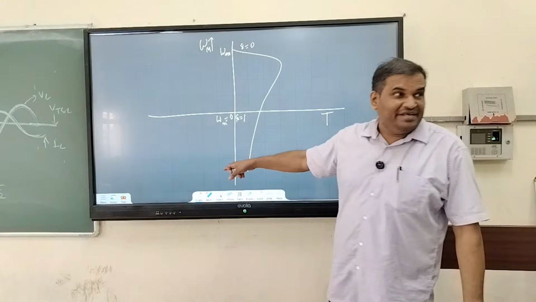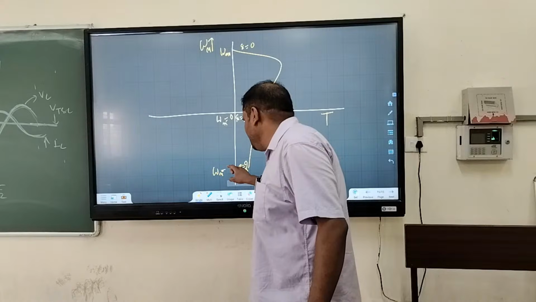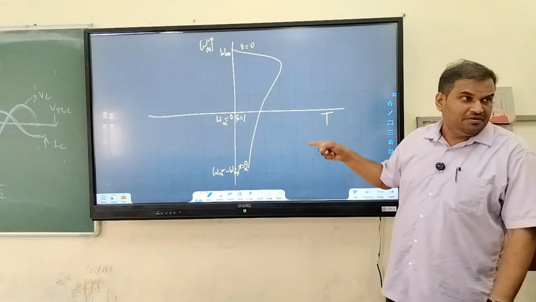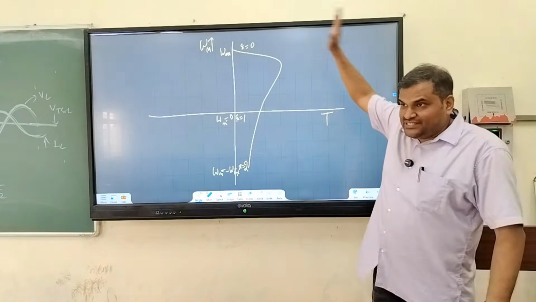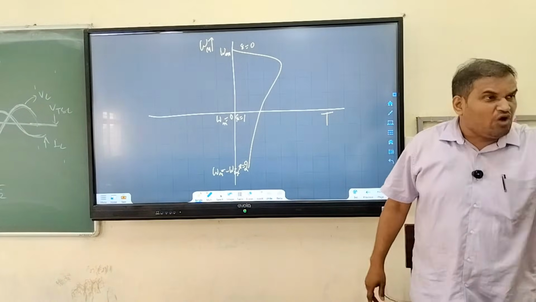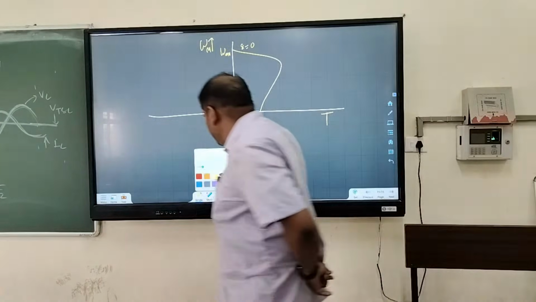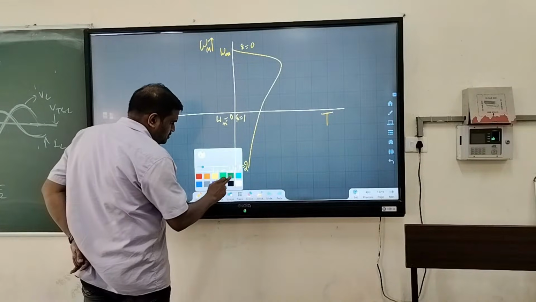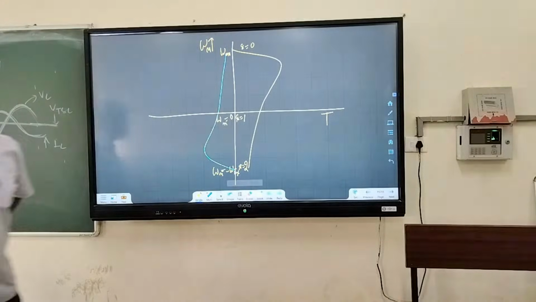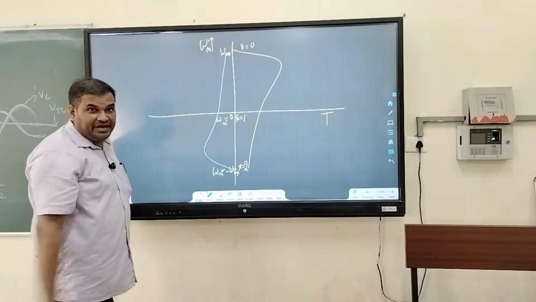But omega m is minus omega ms. Here omega m is minus omega ms. Is it okay? Negative speed. So this is the characteristics curve for the positive sequence. What will be the characteristics curve for the negative sequence? The characteristics curve for the negative sequence will be like this. So one is for the positive sequence, one is for the negative sequence.